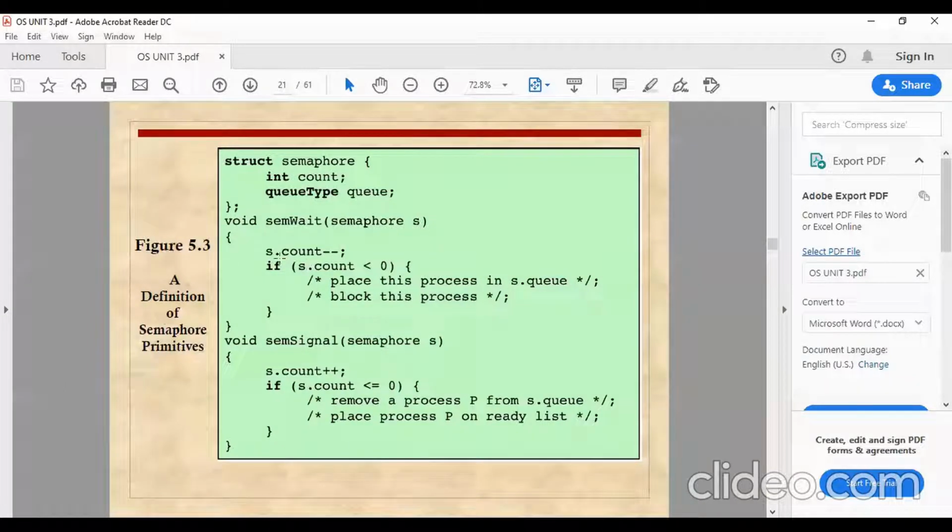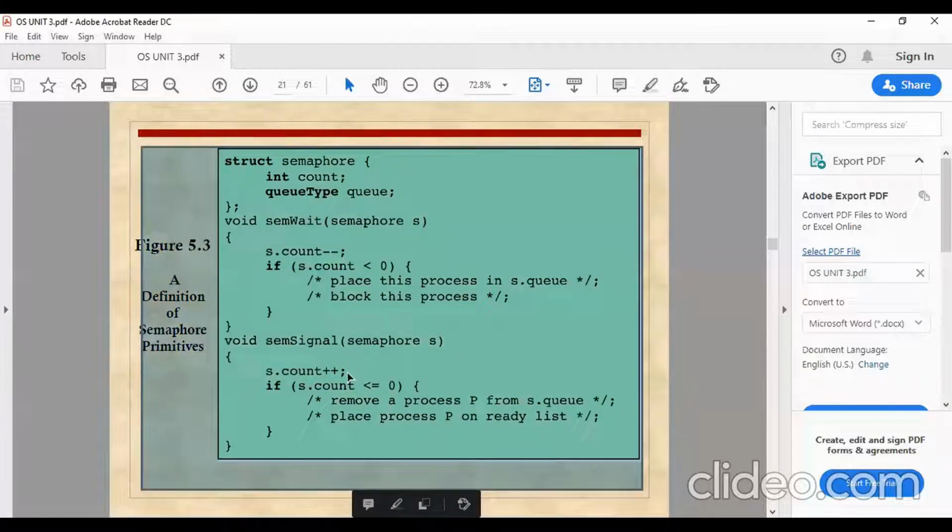Now listen here. When it is allocating, s dot count minus minus means it is a decrement. This means the resource has been allocated by the process. If s dot count is less than 0, what happens? Place this process in the s dot queue and block this process. Then when the process has finished execution, it will release the resource. Now in semaphore signal, s dot count plus plus, because here is decrement and here it is increment. Initialization, increment, and decrement are the operations performed on the semaphore.